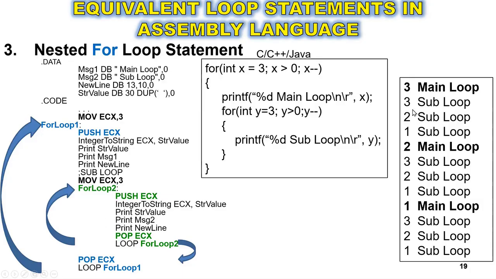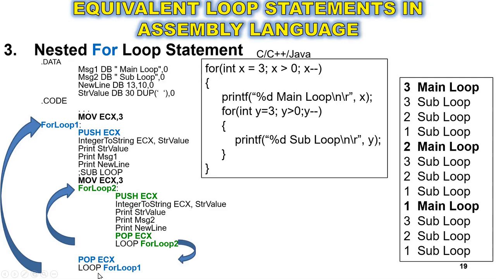It will display 3 messages for sub loop. And when this sub loop stops repeating, the CPU will not jump anymore to that label for loop 2. Instead, it will now move to the next command, which is the rest of the body of the main loop. It will now restore back the present value of ECX.